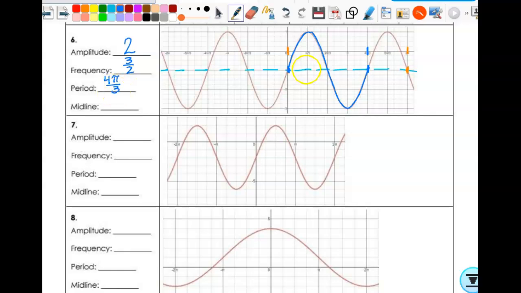Amplitude is just the distance from the midline to the maximum point. That's 2 units. Anything else? Then what's the midline? Y equals negative 1. Very good. Questions? All right, you do number 7.